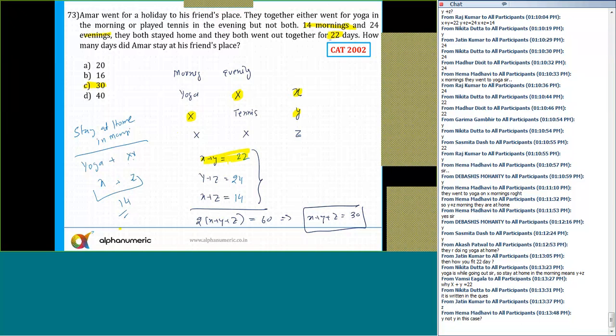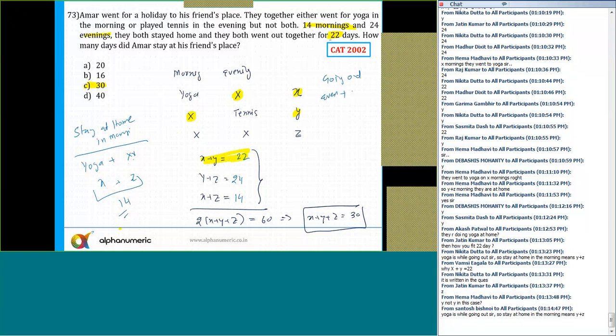If they are going together on 22 days, going out. So going out means what? Going out in the evening plus going out in the morning. These are the two possibilities. So that is equal to X plus Y, which is equal to 22. Clear now?